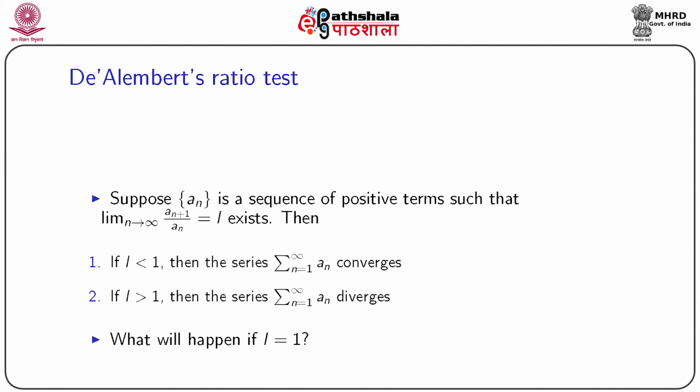We can have some other tests too. The next test we will be considering is called D'Alembert's ratio test. Here we don't need any second sequence. Suppose a_n is a sequence of positive terms, so this test is valid only for positive series, such that the limit as n tends to infinity of a_(n+1) over a_n is equal to L, and this limit exists. Then if L is less than 1, we say the series is convergent. If L is greater than 1, we say the series is divergent. But this test is silent whenever L is equal to 1. We will be discussing the case L equal to 1 later on.